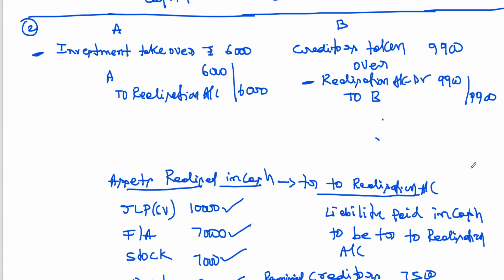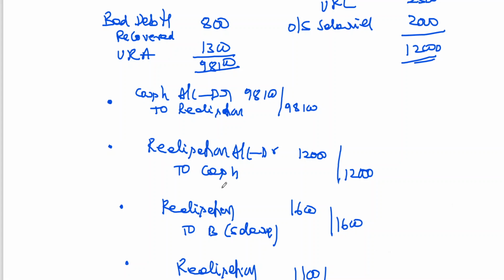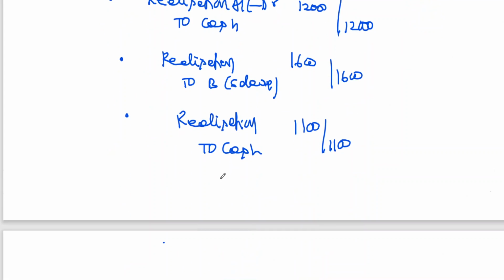And then investment taken out by A. A account debtor to realization. Creditors taken out by B. Realization account debtor to B. That means if you see, after transferring assets and liabilities, we have 1, 2, 3, 4, 5, 6 entries about realization of assets and payment of liabilities, including realization expenses. This is the simple point.